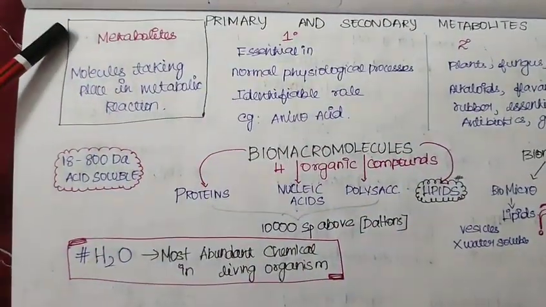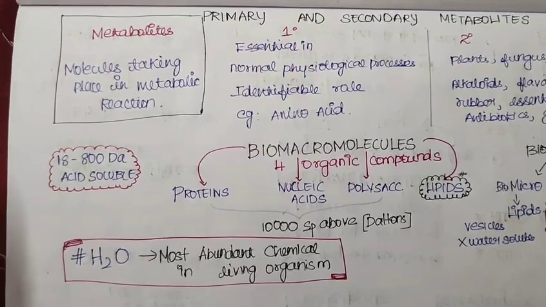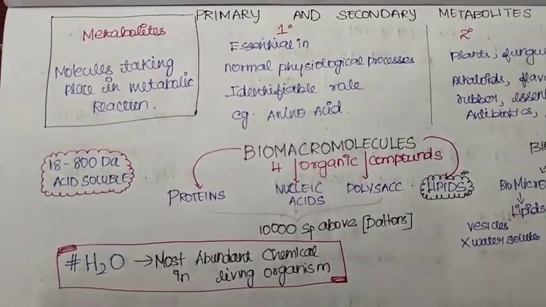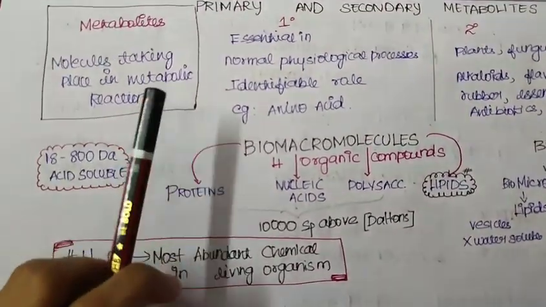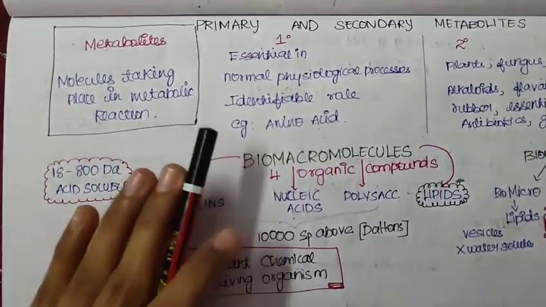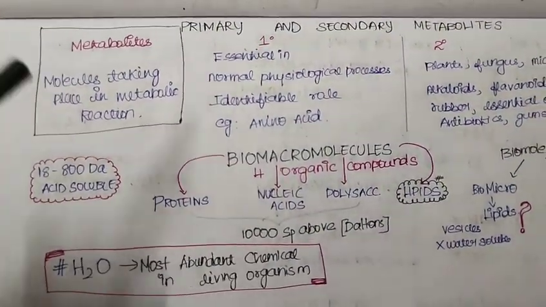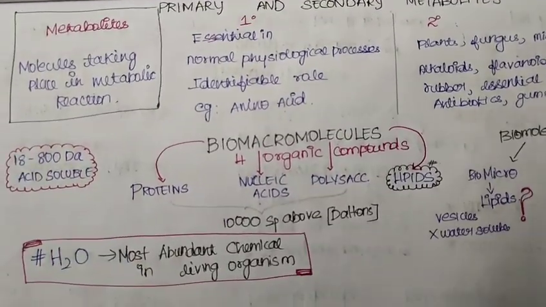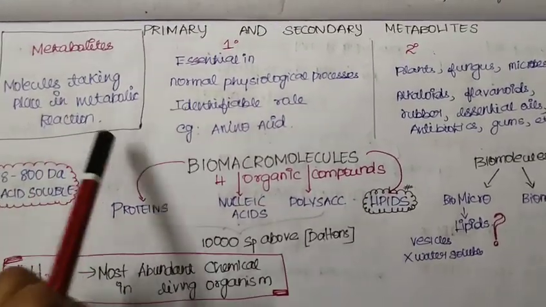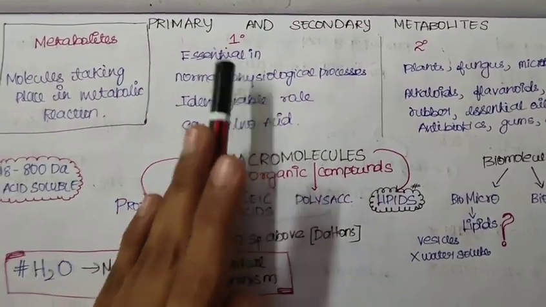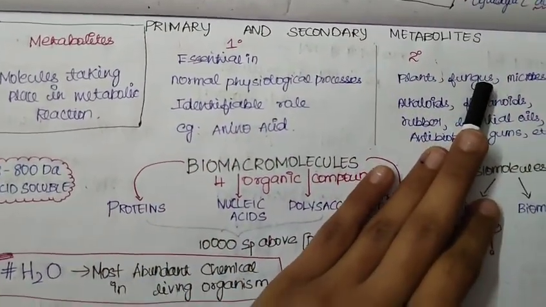First of all, what is metabolites? They are nothing but molecules which are taking place in metabolic reaction. Okay, now we are clear with what is metabolites. The molecules which are taken in metabolic reaction, or we can say as the reaction which are taking in the living organism. Now these metabolites are further divided into two types, which are primary and secondary.